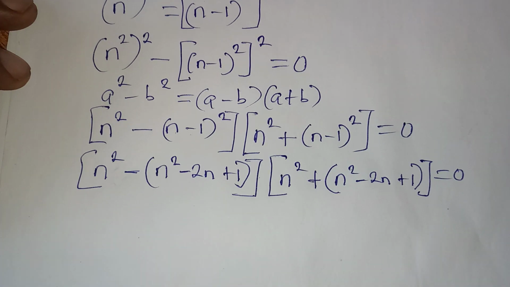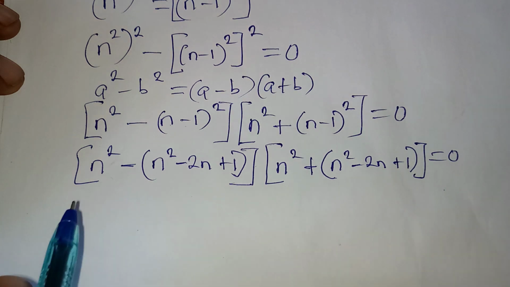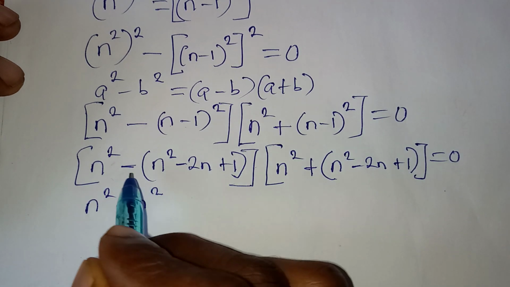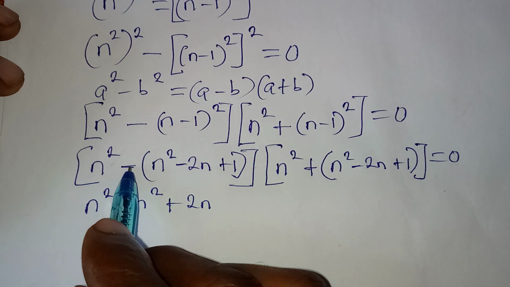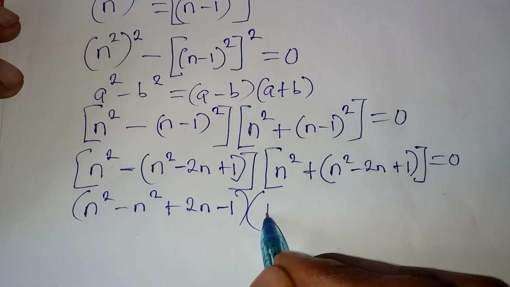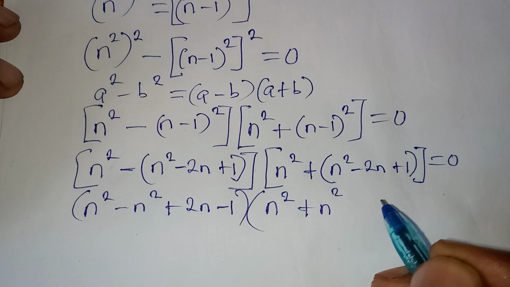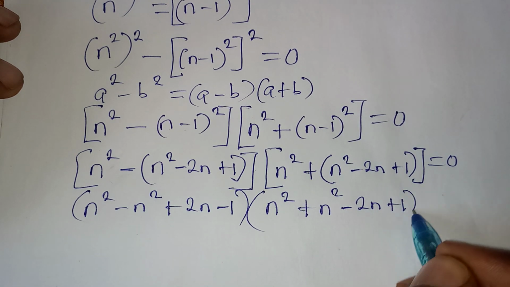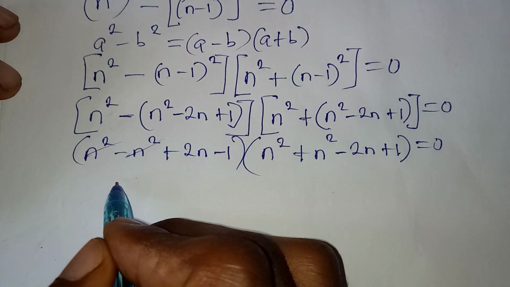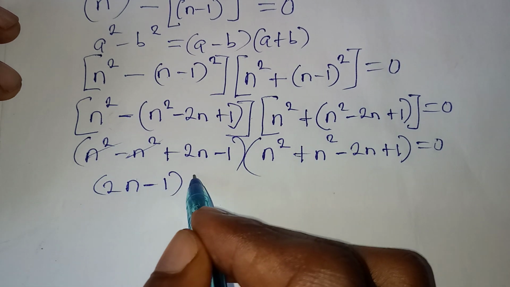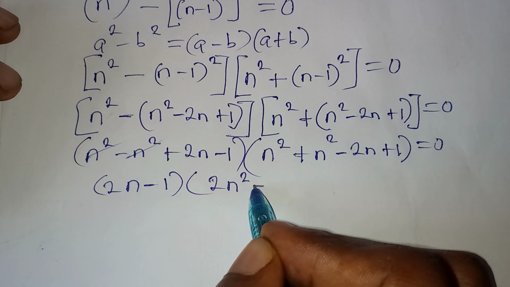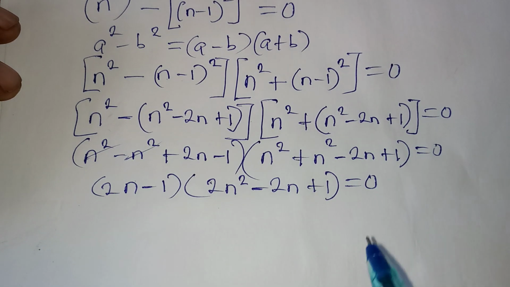Everything is equal to 0, right? Okay, so now the next thing I will do is to open the inner bracket, so that when I do that, I'll have n squared minus n squared. Then negative will become plus 2n. Then negative positive will give me negative 1 there. This will be in the first, and then in the second, I'm going to have n squared, then plus n squared minus 2n plus 1, and this will be equal to 0. Now, this and this can cancel, so I have 2n minus 1 in one bracket, and in the other bracket, I'll have n squared plus n squared. That is 2n squared, then minus 2n plus 1 to be equal to 0.